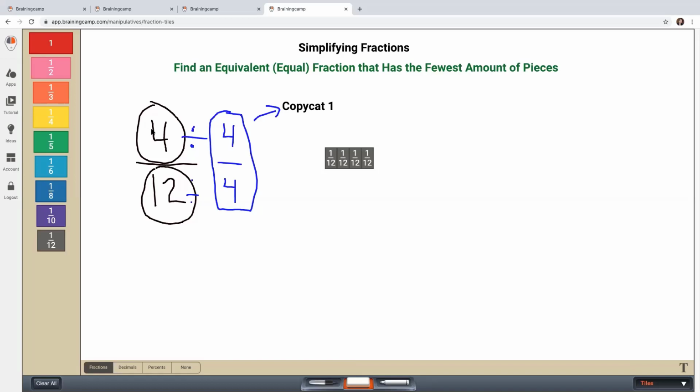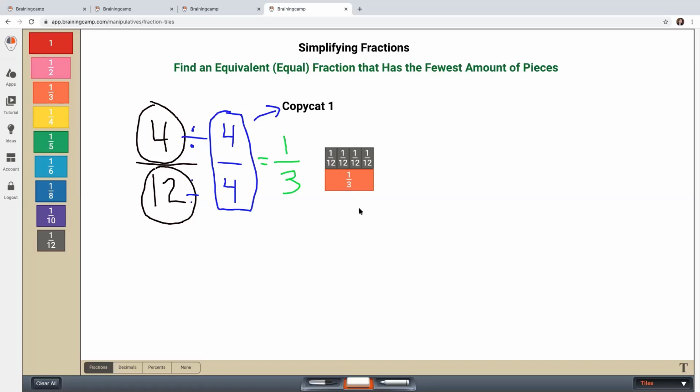So I can divide or multiply any fraction by a copycat 1 or a form of 1, and I will get an equivalent fraction. So if I divide 4/12 by 4/4, I will be able to simplify my fraction. I know that 4 divided by 4 is 1, and 12 divided by 4 is 3. So that gets me down to 1/3. So I'm going to go over here and check to see if 4/12 does indeed equal 1/3, and it does.